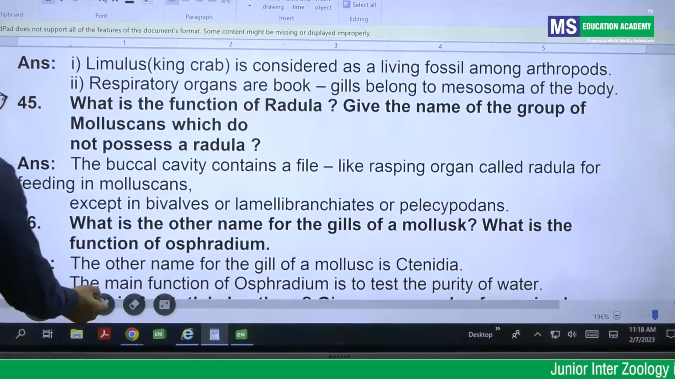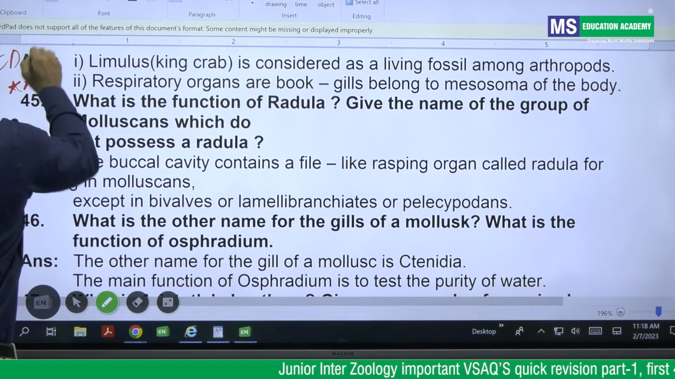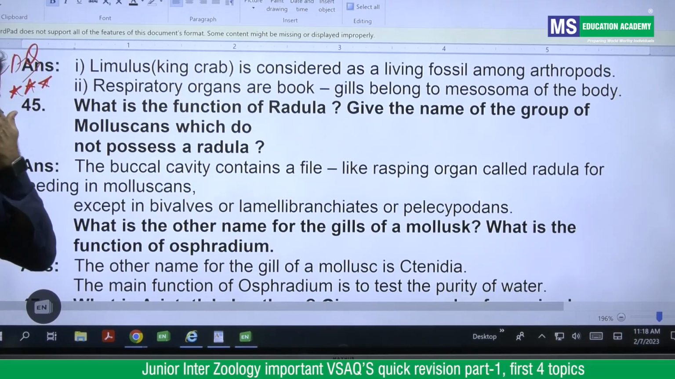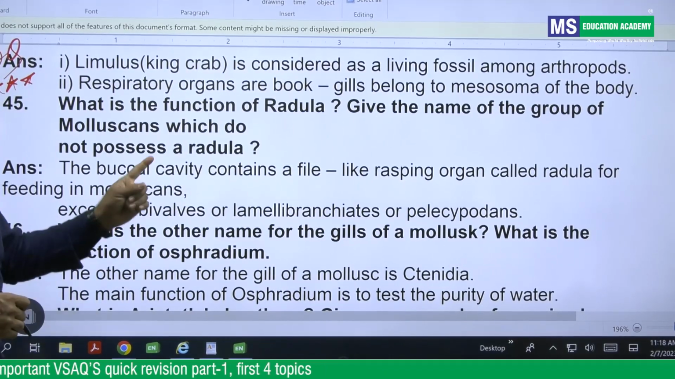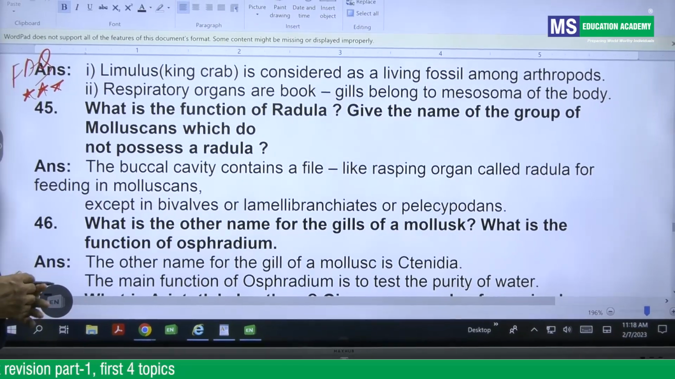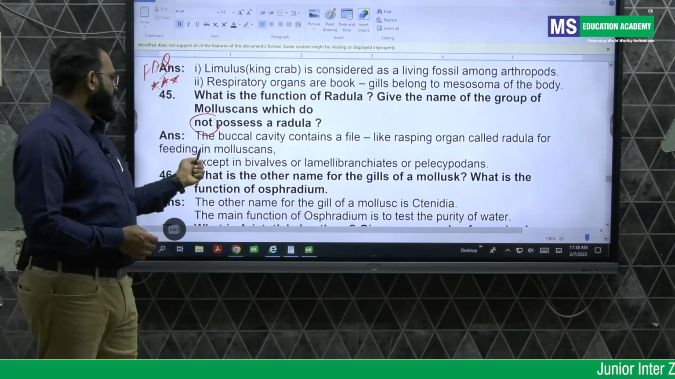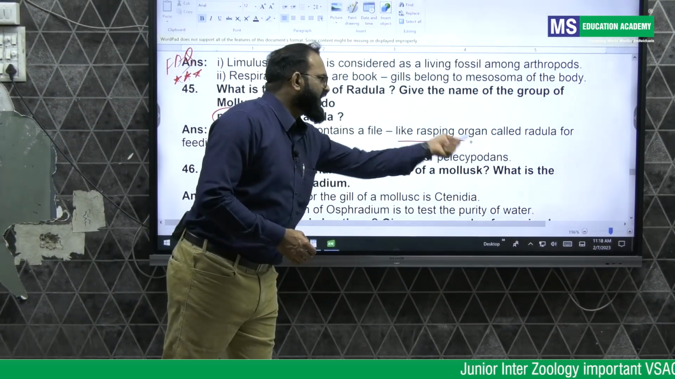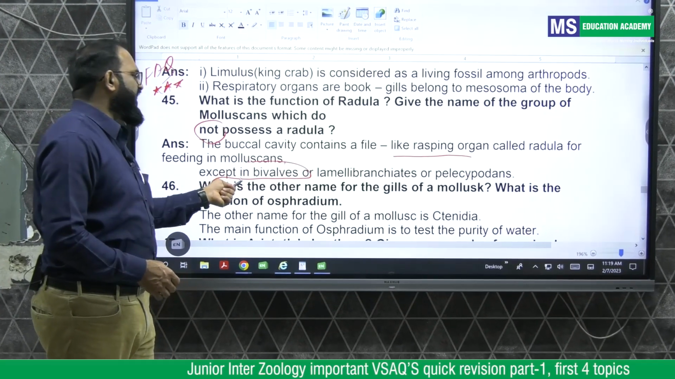So another very frequently asked question. It is an FAQ, students. What is the function of radula? Give the name of the group of mollusks which do not possess radula. It is a rasping organ, file-like structure, and it is not seen in bivalves.